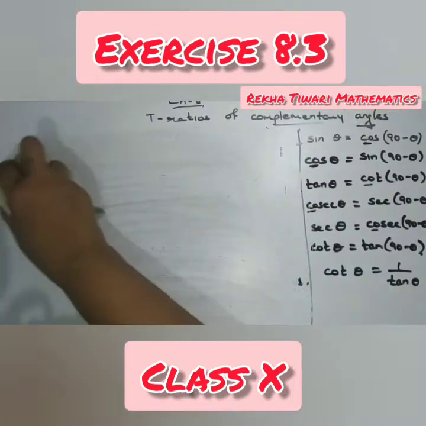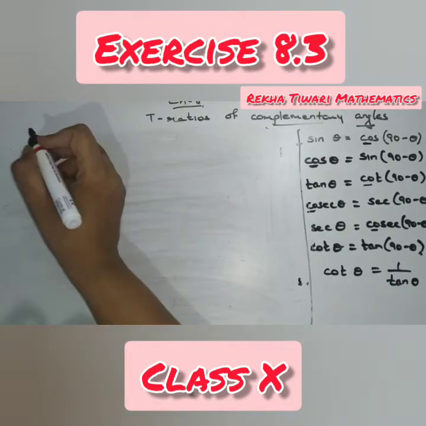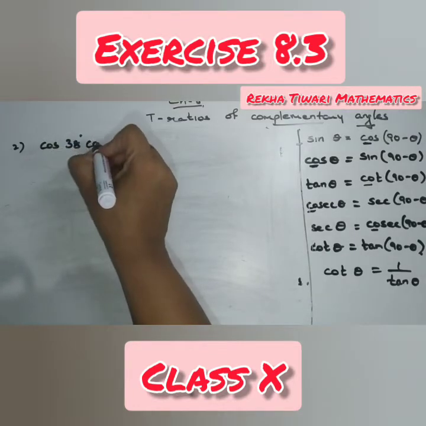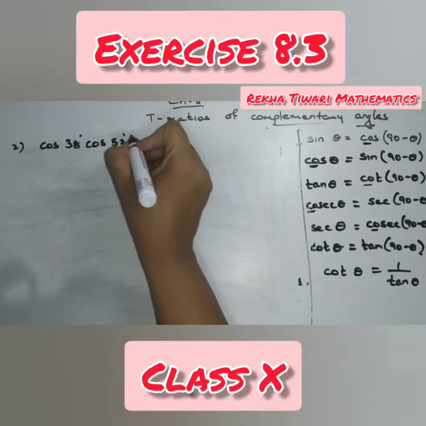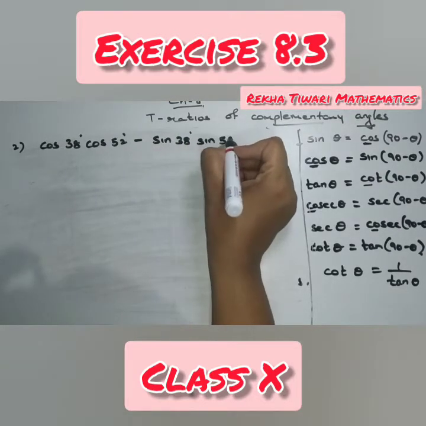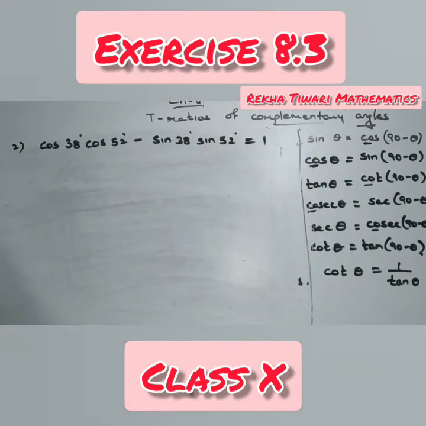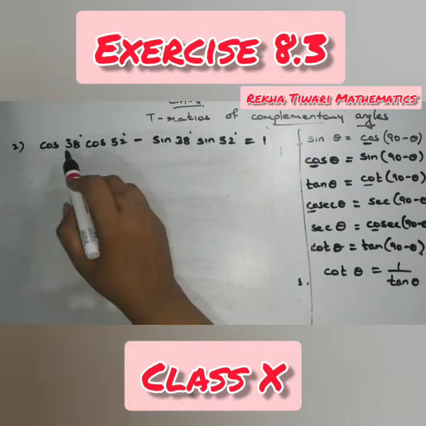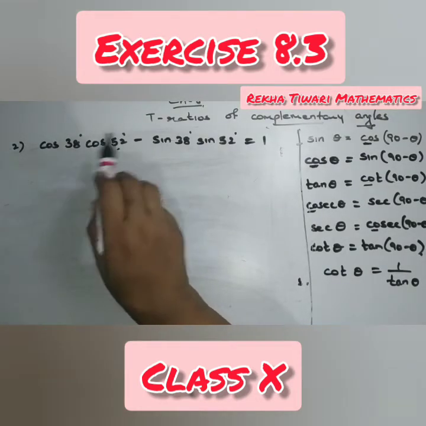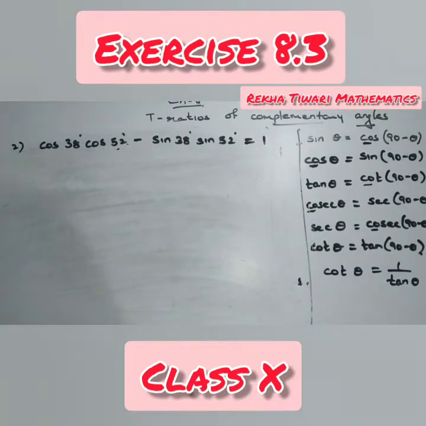Move to second part. Second part is cos 38 degree, cos 52 degree minus sin 38 degree, sin 52 degree. And you have to prove this equal to 0. 38 degree, 52 degree. So again we have to check the complements. See, 38 is the complement of 52. Correct? These two are complement of each other. 38 plus 52 comes out to be 90.